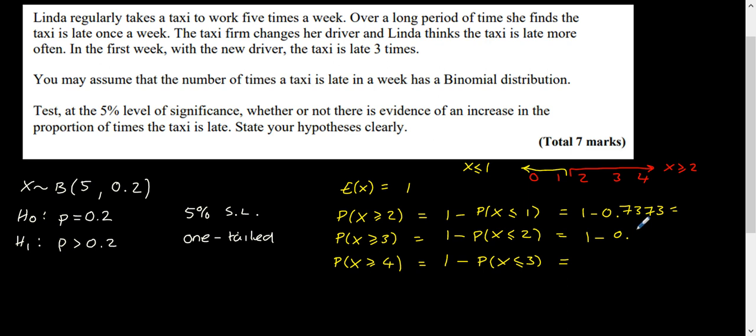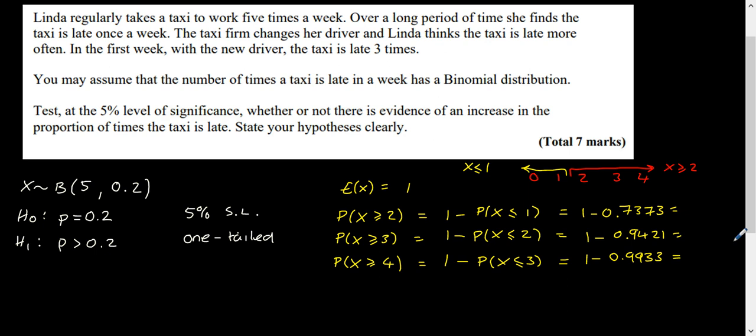0.9421 to 4 decimal places, and we're going to do 1 minus 0.9933 to 4 decimal places, and we'll work those out one by one, and we'll find which one gives us less than 5%. If none of them, then we have to keep going. But I think for sure one of these is going to tell us.